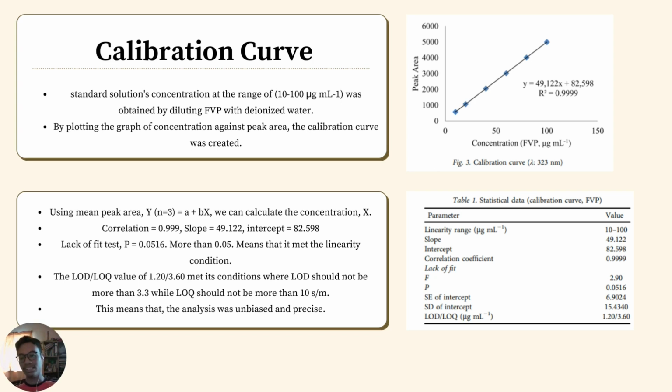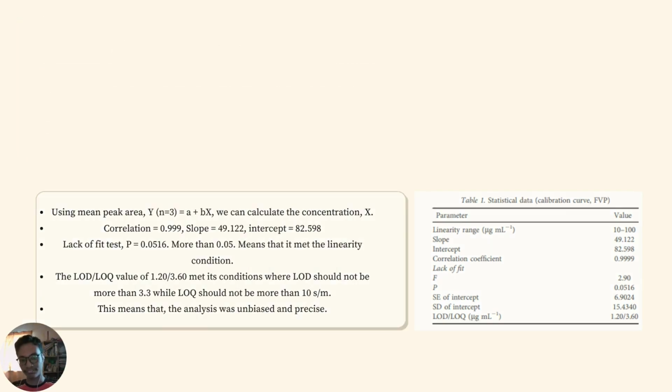So next we had the LOD and LOQ value from table 1, which is 1.20 over 3.60, and that it also met the condition where LOD should not be more than 3.3 while LOQ should not be more than 10 as per ICH. So this means that the analysis was unbiased and precise.